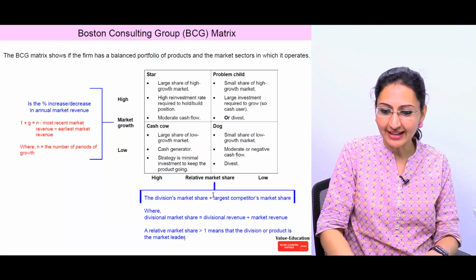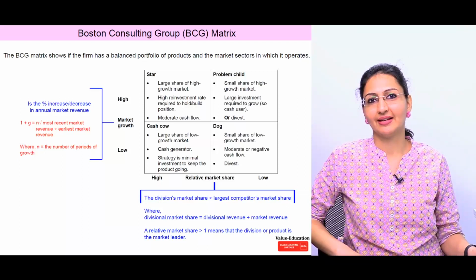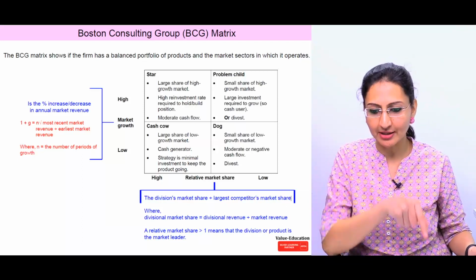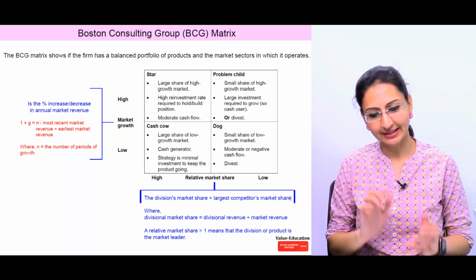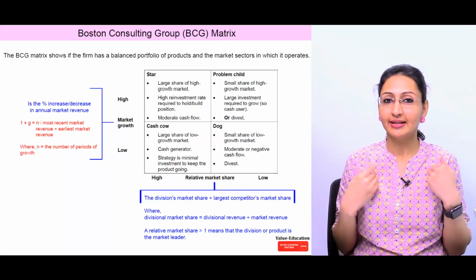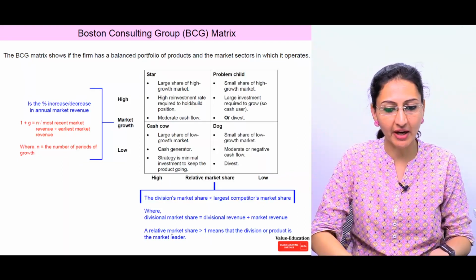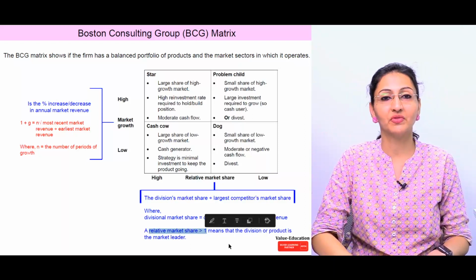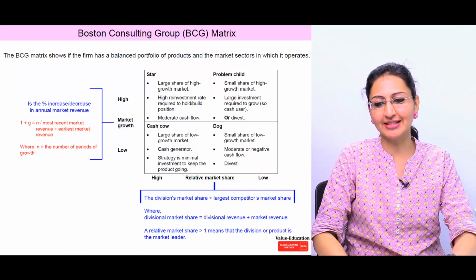So here it is the largest competitor's market share, next then you. Next then you, who is the largest competitor, take his market share. Keep it as a denominator. So when I am at 80%, next largest competitor is at 20%, I get a relative market share of more than 1. That means I am the market leader, right? This is how this is calculated.